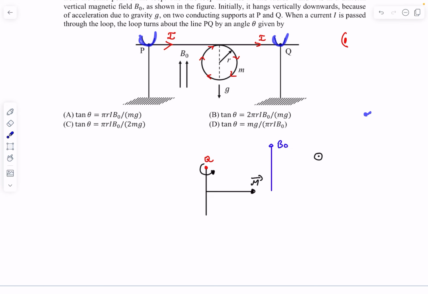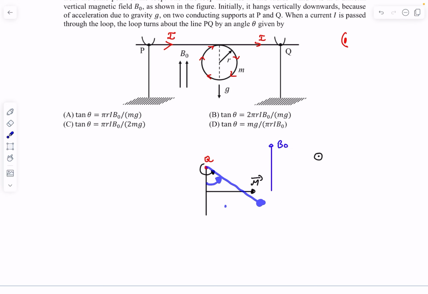So basically what will happen is the magnetic torque will try to rotate it in the counterclockwise direction, and the gravity torque will try to rotate it in the clockwise direction, and there will be a point somewhere in between where both of these torques are equal, right? And this is where the equilibrium condition is, okay?